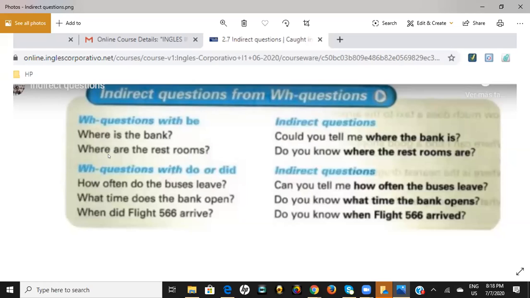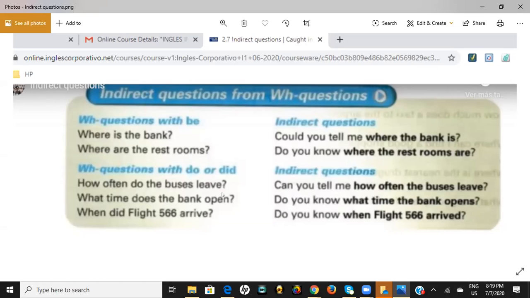Direct question, where are the restrooms? If you're talking to your brother or your sister or one of your friends. If you're talking to someone you don't know, or if maybe it's your supervisor or your boss, you will ask him or her, do you know where the restrooms are? So an indirect question is putting something extra at the beginning of the question, and then it becomes indirect.